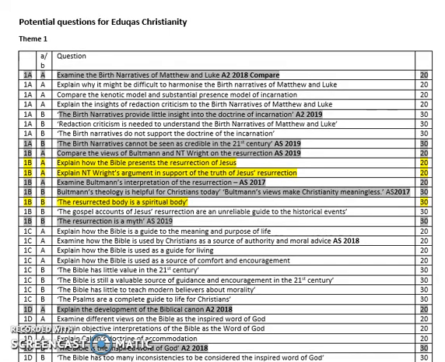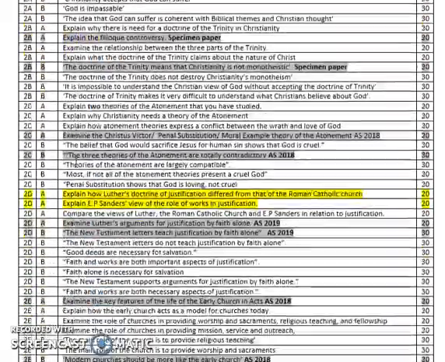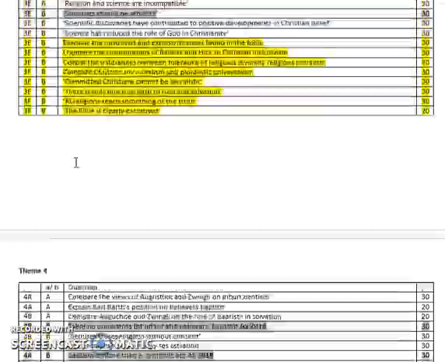I'm going to talk you through our potential question lists that Lytchett students should have on their email. I want to be completely honest, I have not made these. I've downloaded these online. I'm just going to explain how they work. So there's a sheet for each theme. So theme 1, theme 2, theme 3, and theme 4.